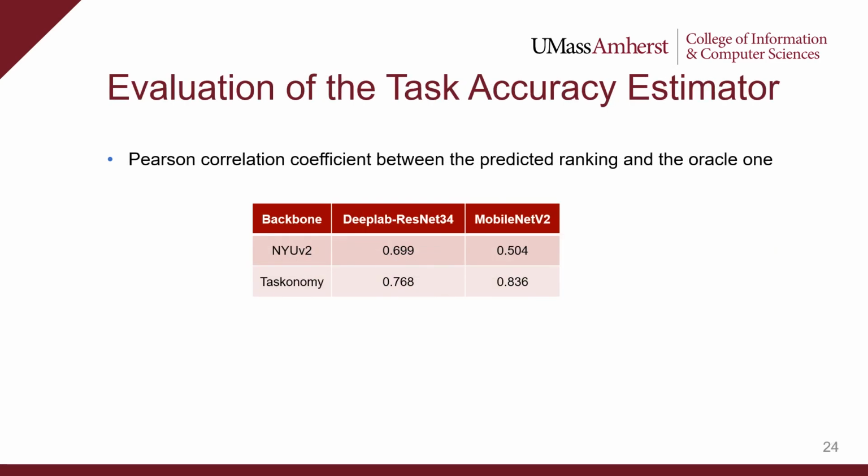We also conduct experiments to evaluate the efficiency of the task accuracy estimator by calculating the Pearson correlation coefficient between the predicted architecture ranking and the Oracle ranking. The Oracle ranking is obtained by actually training multitask architectures in the design space. As shown in this table, our predicted ranking has a high correlation with the Oracle ranking, which demonstrates the reliability of the task accuracy estimator.